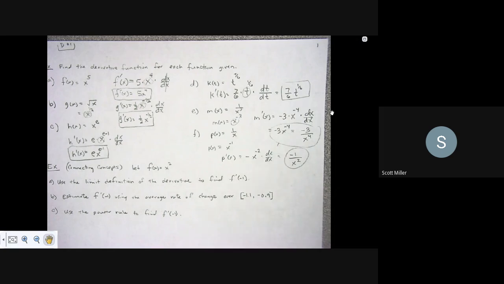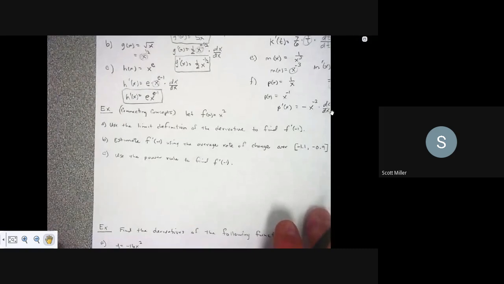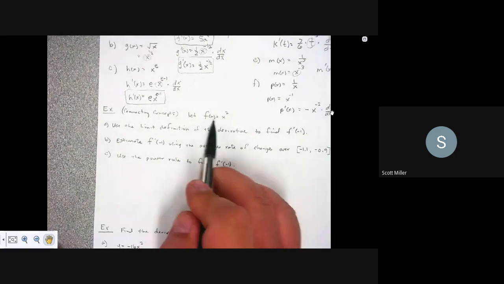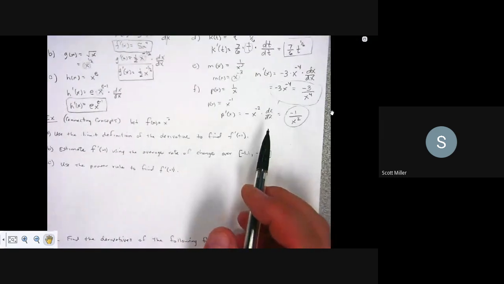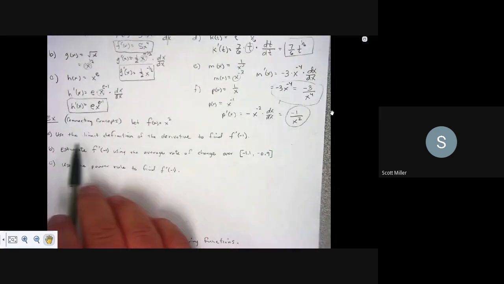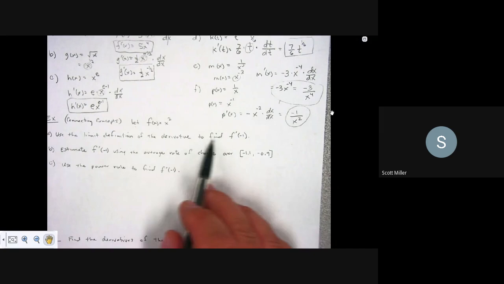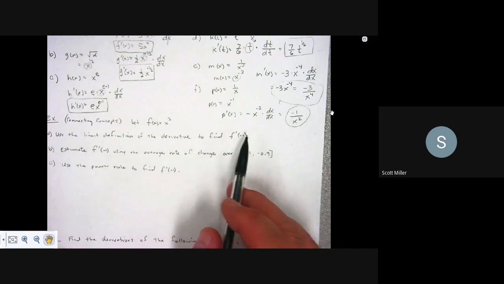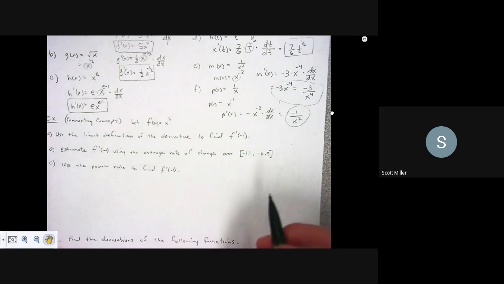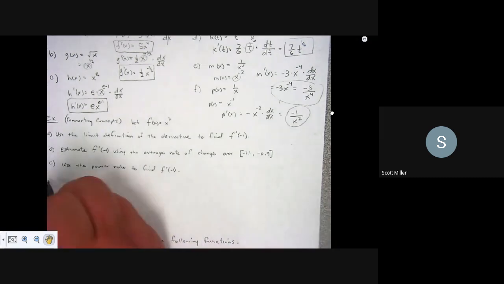So there's that. Let's look at another example that I have here. So f of x is x squared. Use the limit definition of the derivative to find f prime at negative 1. Okay? So for this one, I'm going to use the alternate form. I'm going to use the limit.